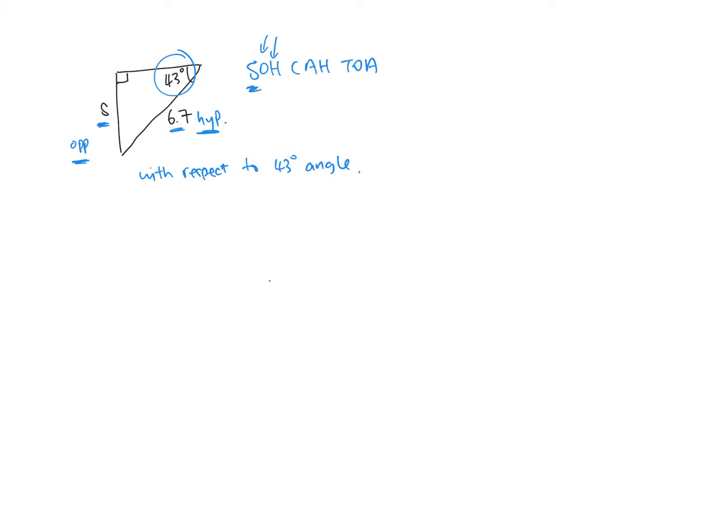So now I know that I have to use sine. So sine 43 degrees is equal to, right? It's always sine theta is equal to opposite over hypotenuse. Or if you're dealing with cosine, cosine is equal to adjacent over hypotenuse, or tangent is equal to opposite over adjacent. So in here, sine theta is opposite over hypotenuse, so sine 43 degrees is equal to opposite, which is your side S, over hypotenuse, which is 6.7.